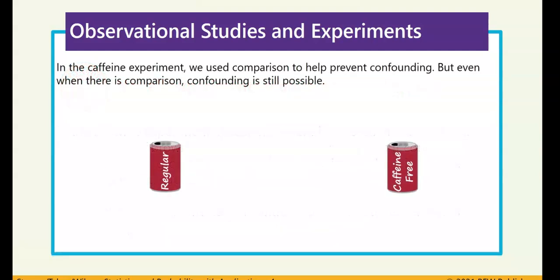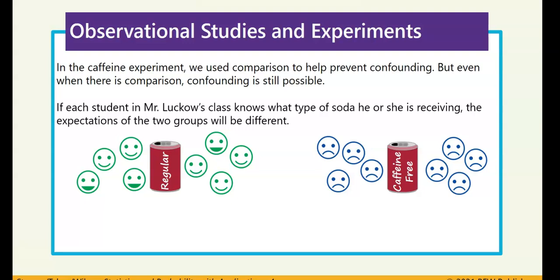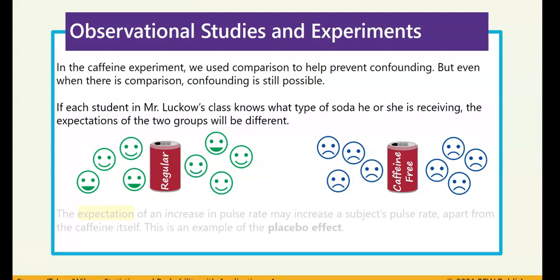Caffeine experiment, we use comparison to help prevent confounding, but even when there's a comparison, confounding is still possible. If each student in the class knows what type of soda he or she is receiving, the expectations of the 2 groups would be different. So we don't want them to know, oh, I'm drinking a regular Coke. That's what the can says, or I'm drinking a caffeine-free Coke, right?